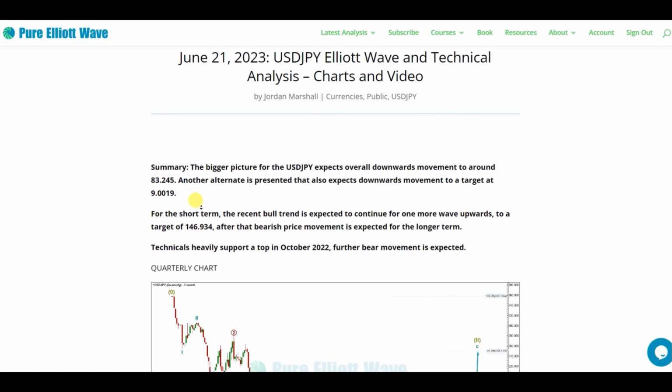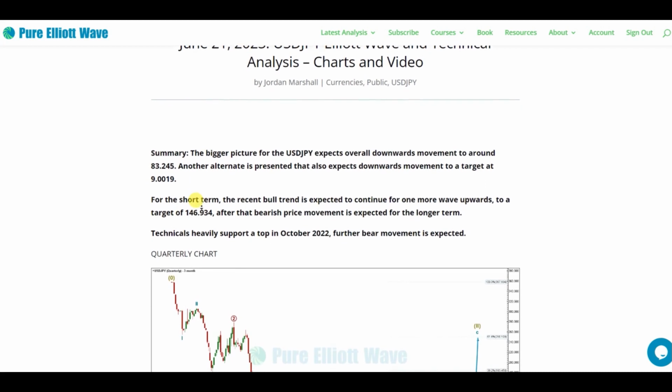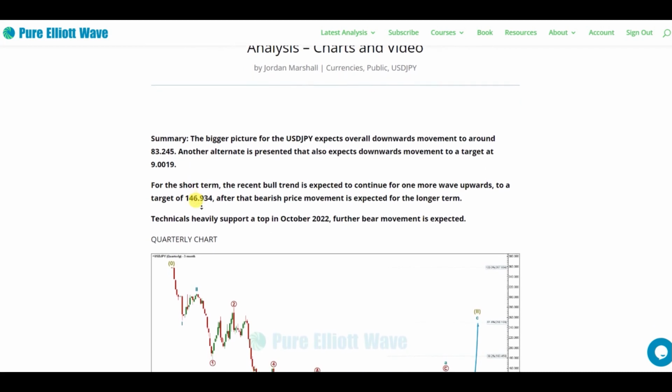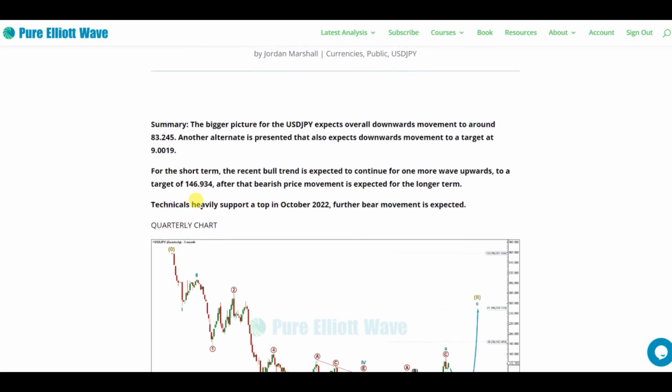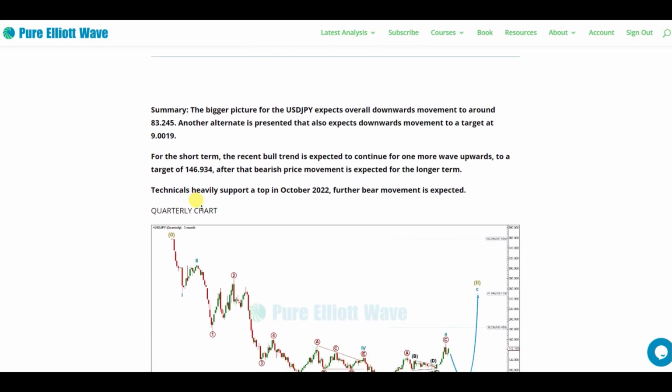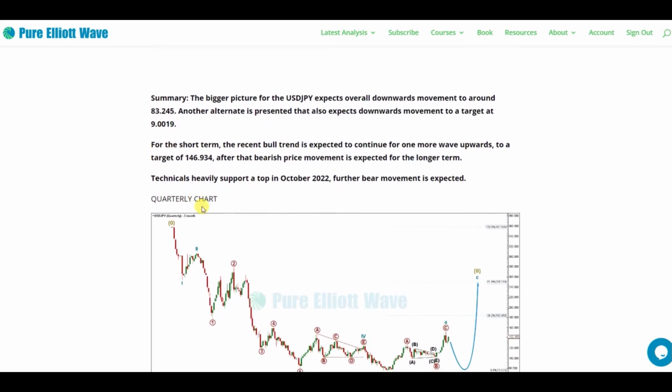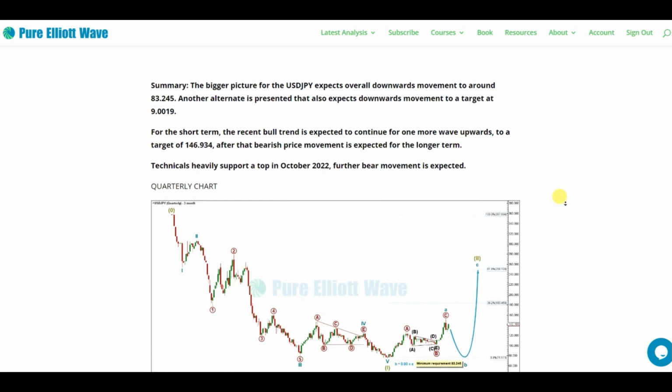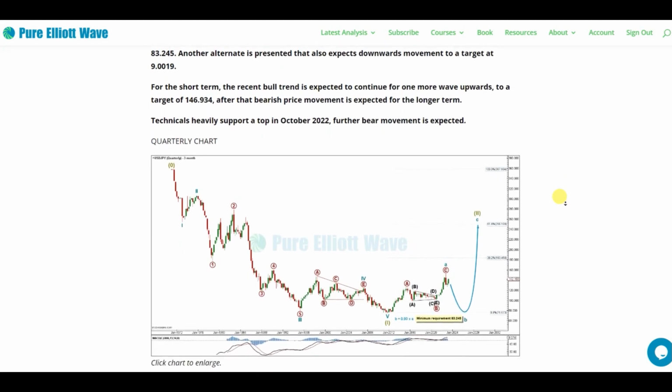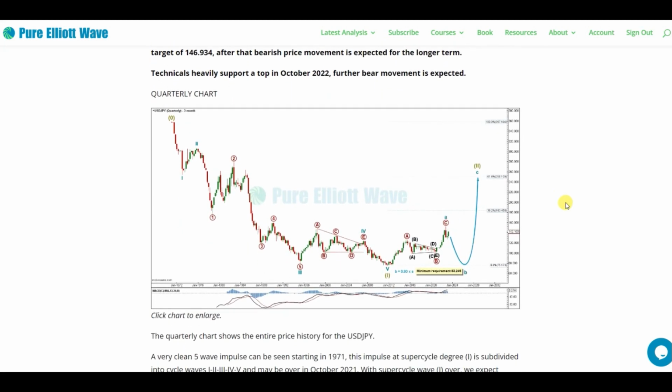For the short term, on the daily and the weekly, we're expecting the recent bounce to continue upwards, and then the bear market to continue back downwards. The technicals heavily support the top in October 22, and further bear movement overall is expected. So, with that being said, let's get on into the quarterly chart here.